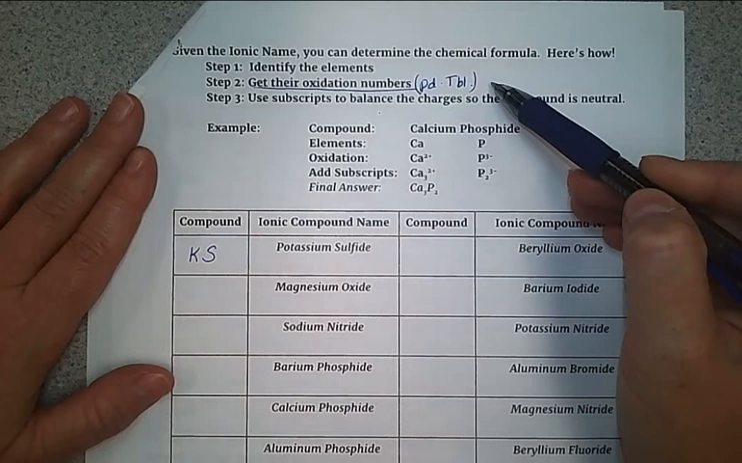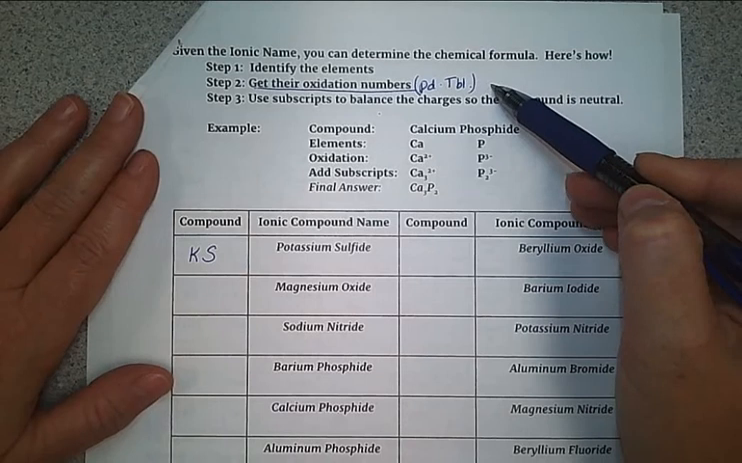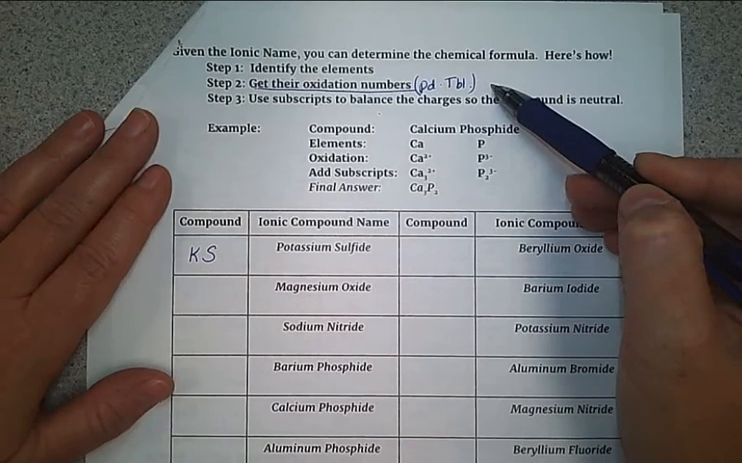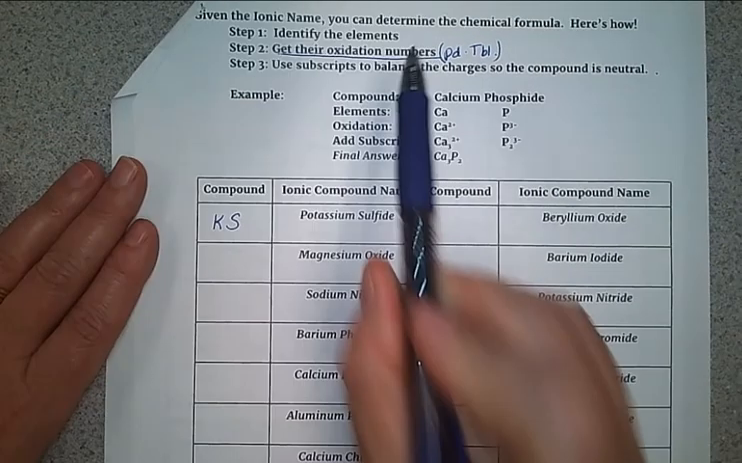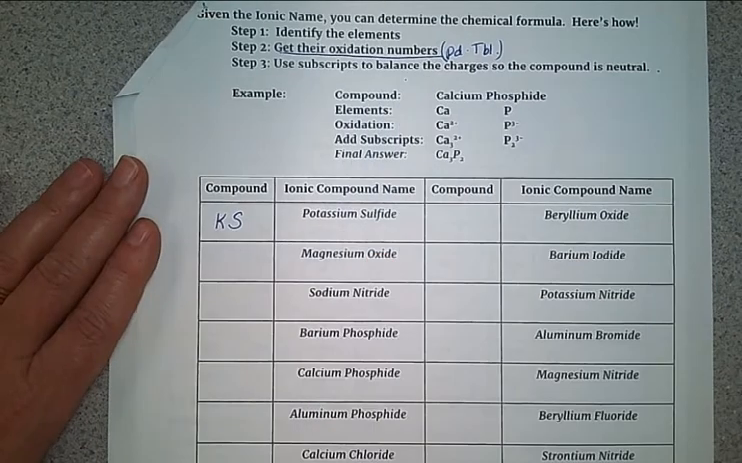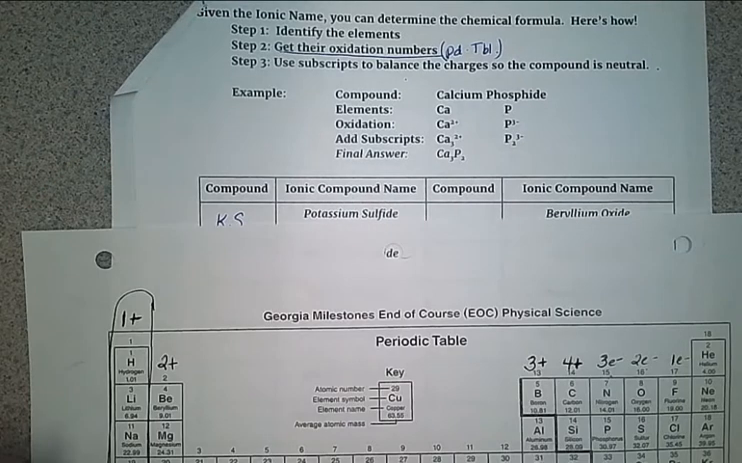So to get the oxidation numbers, I have to go to the periodic table. You see that we have the periodic table labeled. You have all the other stuff labeled on yours, but these are the oxidation numbers. This one has an oxidation number of 0. And then the transition metals, their oxidation numbers will vary, just like their valence electrons.